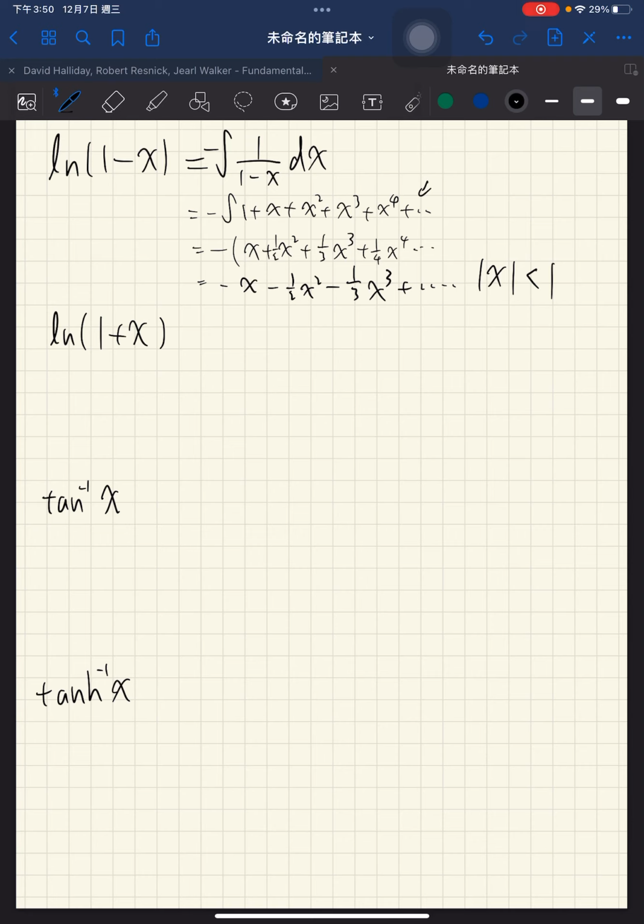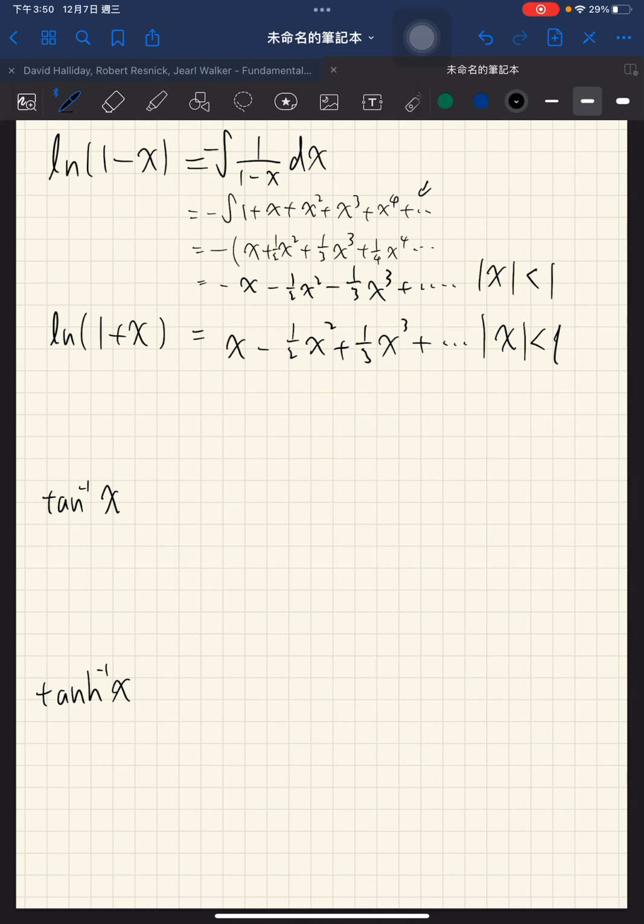Alright, for ln of 1 plus x, we have the result in here, so we just plug in negative x. So we will get x minus 1 half of x squared plus 1/3 of x cubed, and so on. And the boundary is the same.